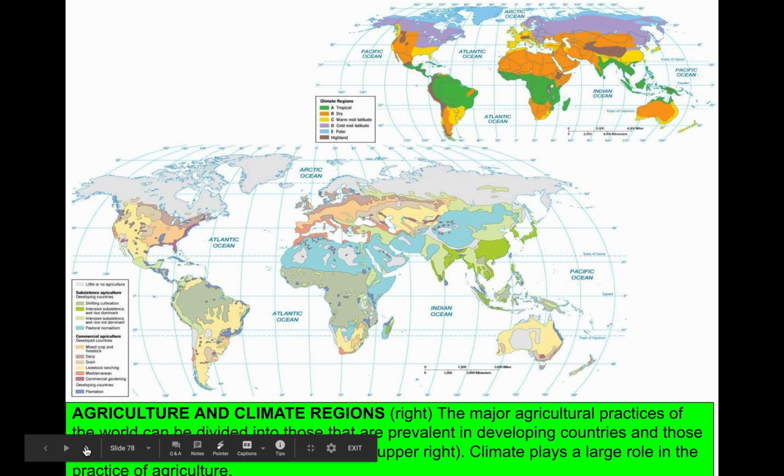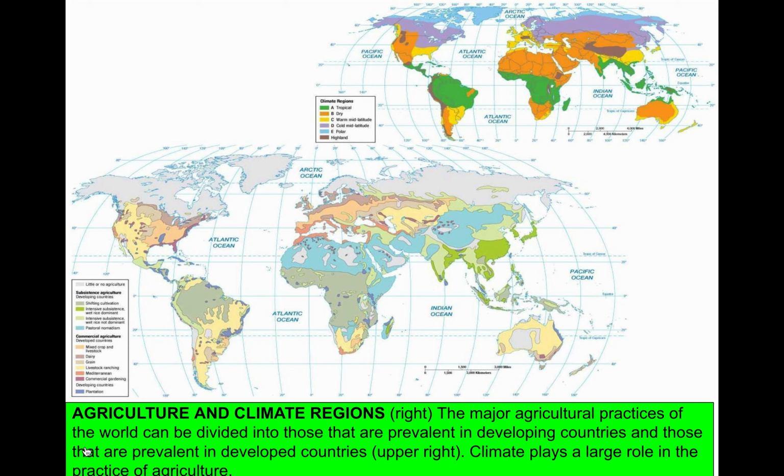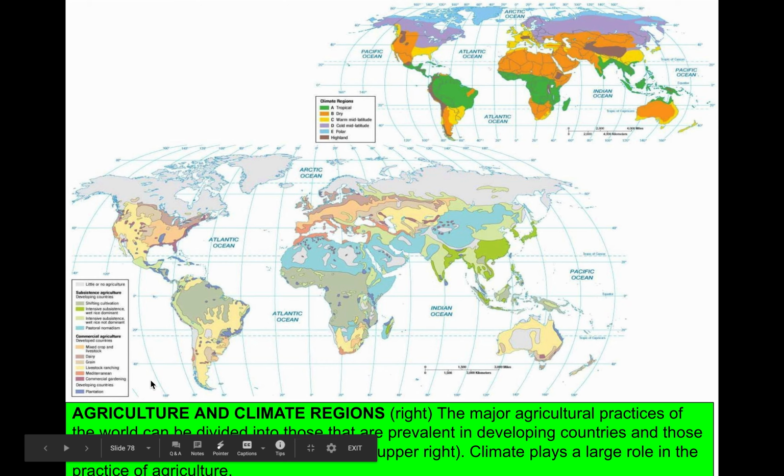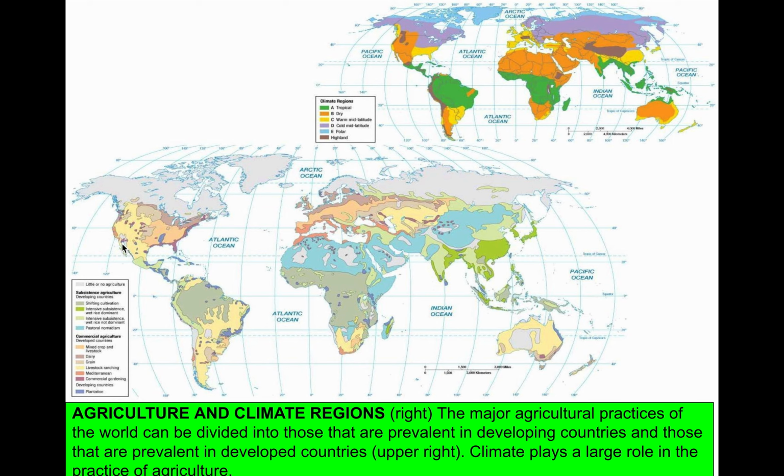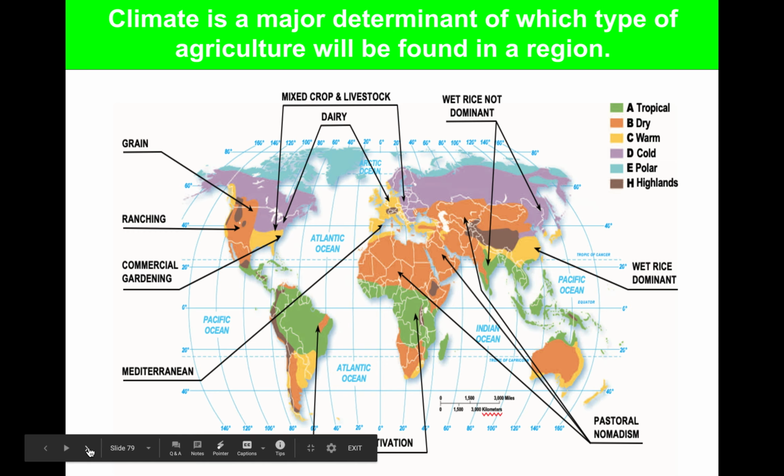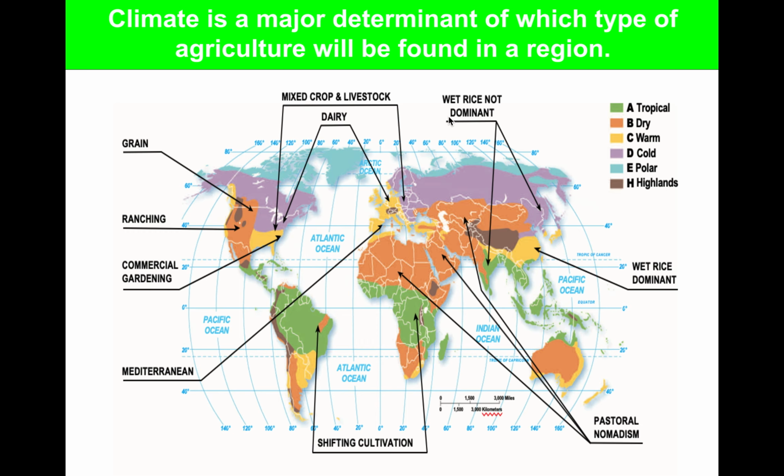Alright, so again, we look at agriculture and climate zones, and we can see that the major agricultural practices of the world can be divided into prevalent regions where agriculture is practiced, so climate plays a large role in what's produced agriculturally, especially in developing regions, and even in developed regions, like I pointed out with the western United States, where the dry climate caters to ranching. And here we look at the various climate zones and how they have a large impact on the farming practice.